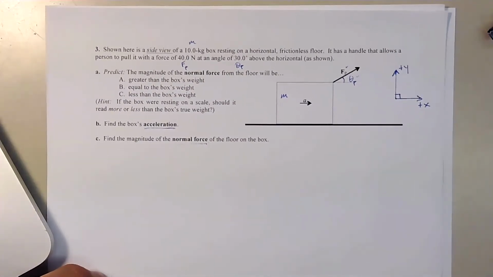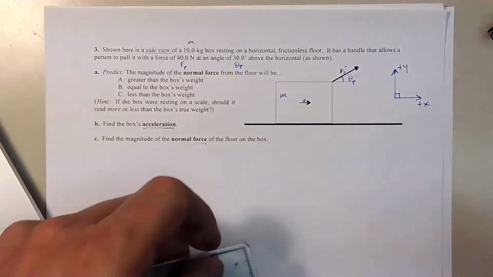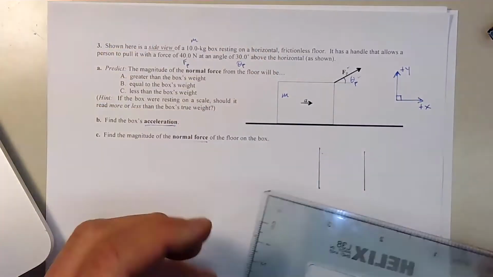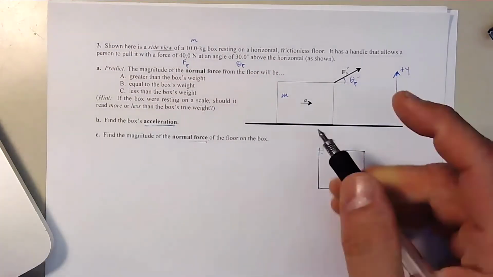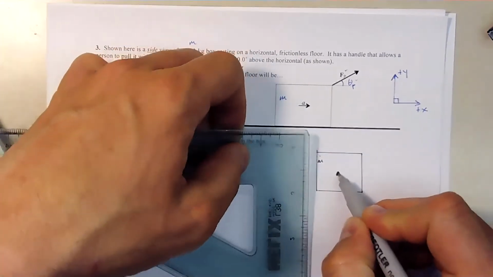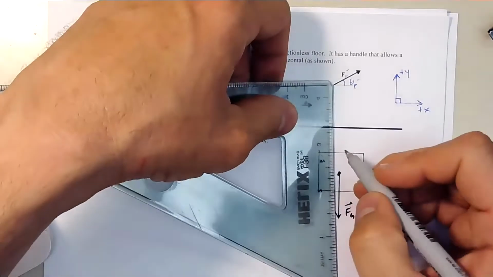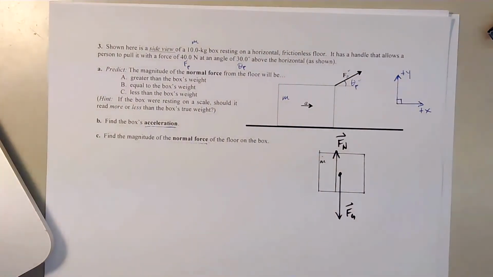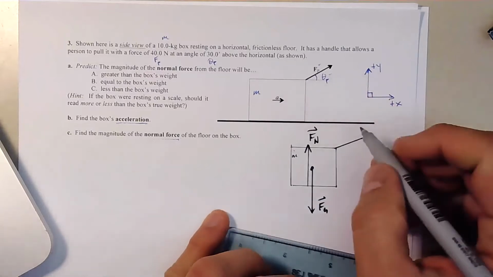Let's follow the same steps as before. First, identify the mass. That's easy in this case, it's just a box. Now let's construct a free body diagram of the box and identify all of the external forces acting on the box. The box has weight, the gravitational force of the Earth. There's a normal force from the floor. And then there's the person's pulling force, like this.